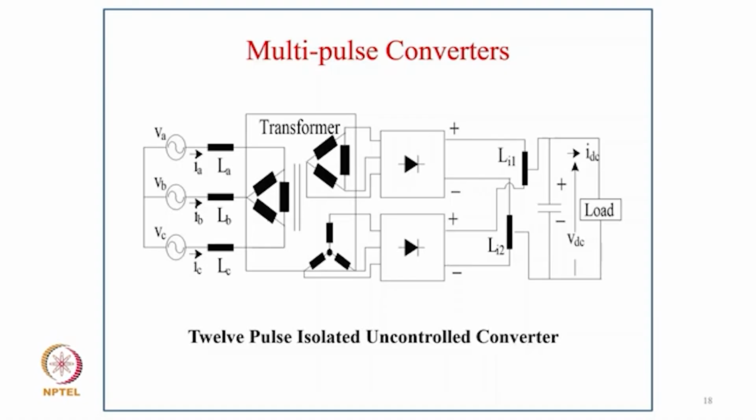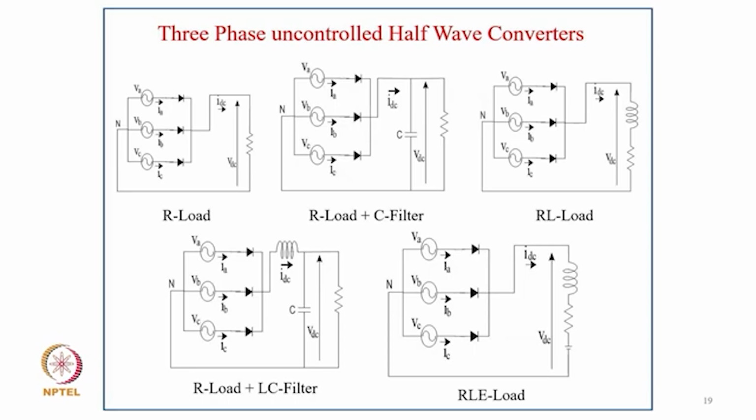The very purpose is to reduce the voltage level, and at the output you can connect the diode rectifiers either in series or in parallel. It allows the series connection also, while the non-isolated one does not allow the series connection of each bridge converter.